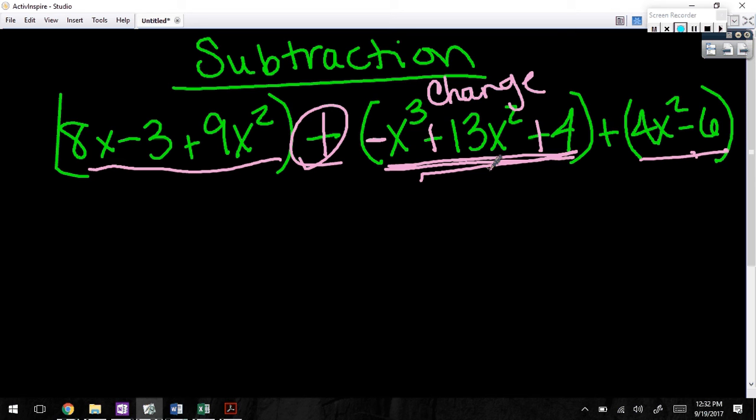Get in the habit of starting with your biggest exponent because that's going to make it the easiest for you, because that's going to put it in standard form in the end and it makes sure you don't miss anything. So it's the biggest exponent you see there.